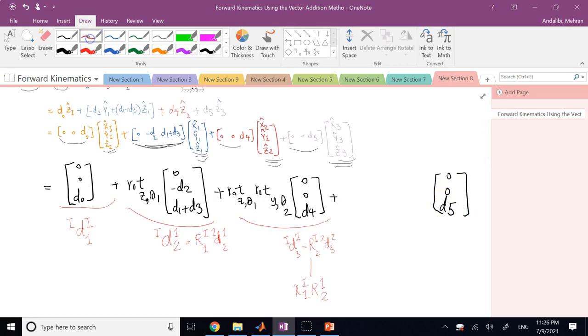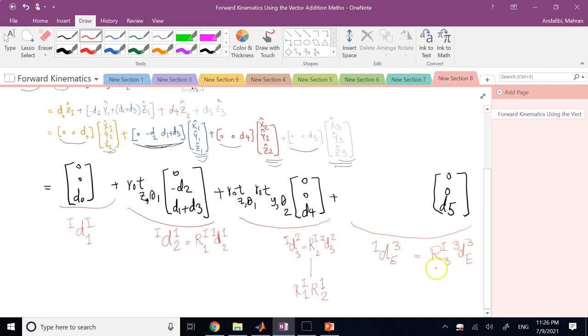Correct? So this one is d of I with E with respect to 3 written in E. If I multiply it by the rotation matrix of 3 with respect to I, that gives me d of E with respect to 3 projected back in I.